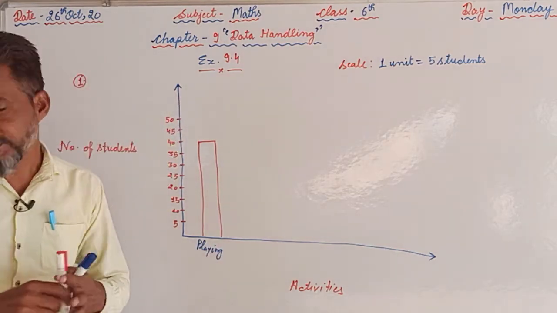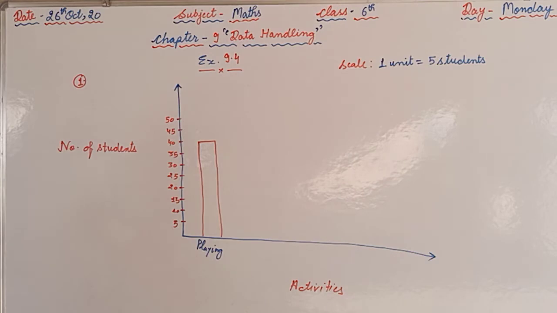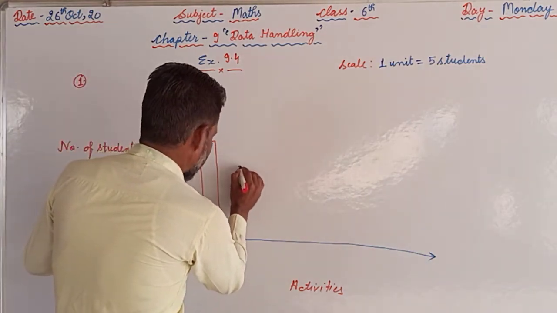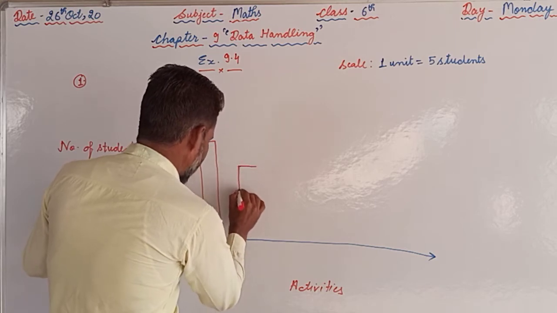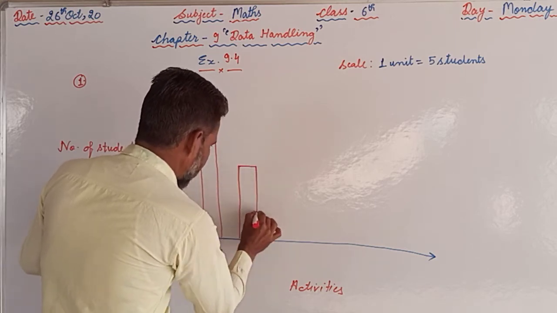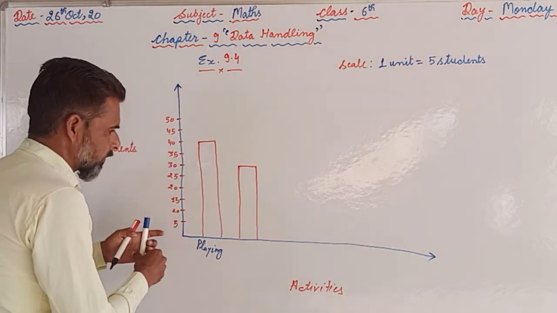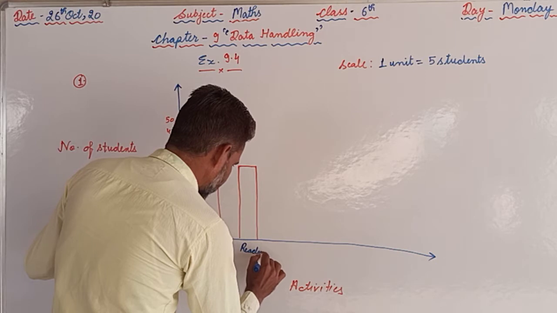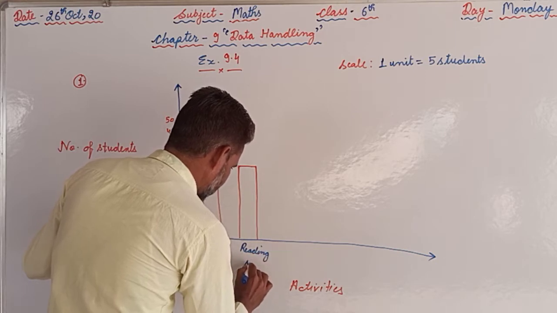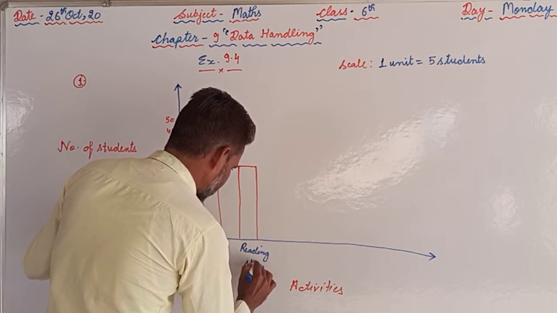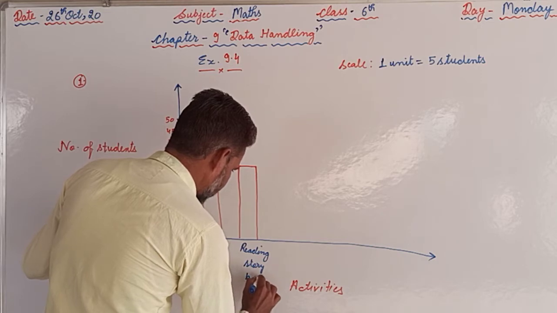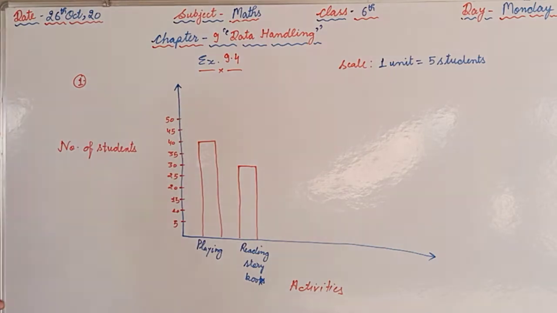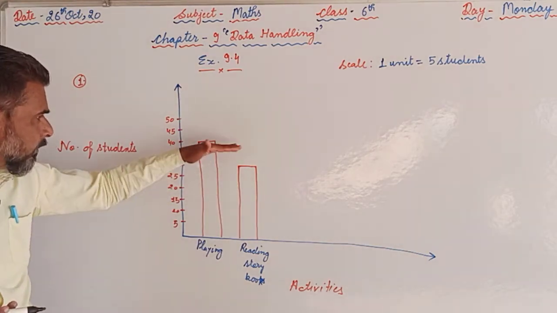playing. And now the second one is reading storybooks, and that is 30. So we will mark here on 30 and we will draw the vertical column like this, and this is reading storybooks. So the number of students who prefer reading storybooks during their free time is 30.